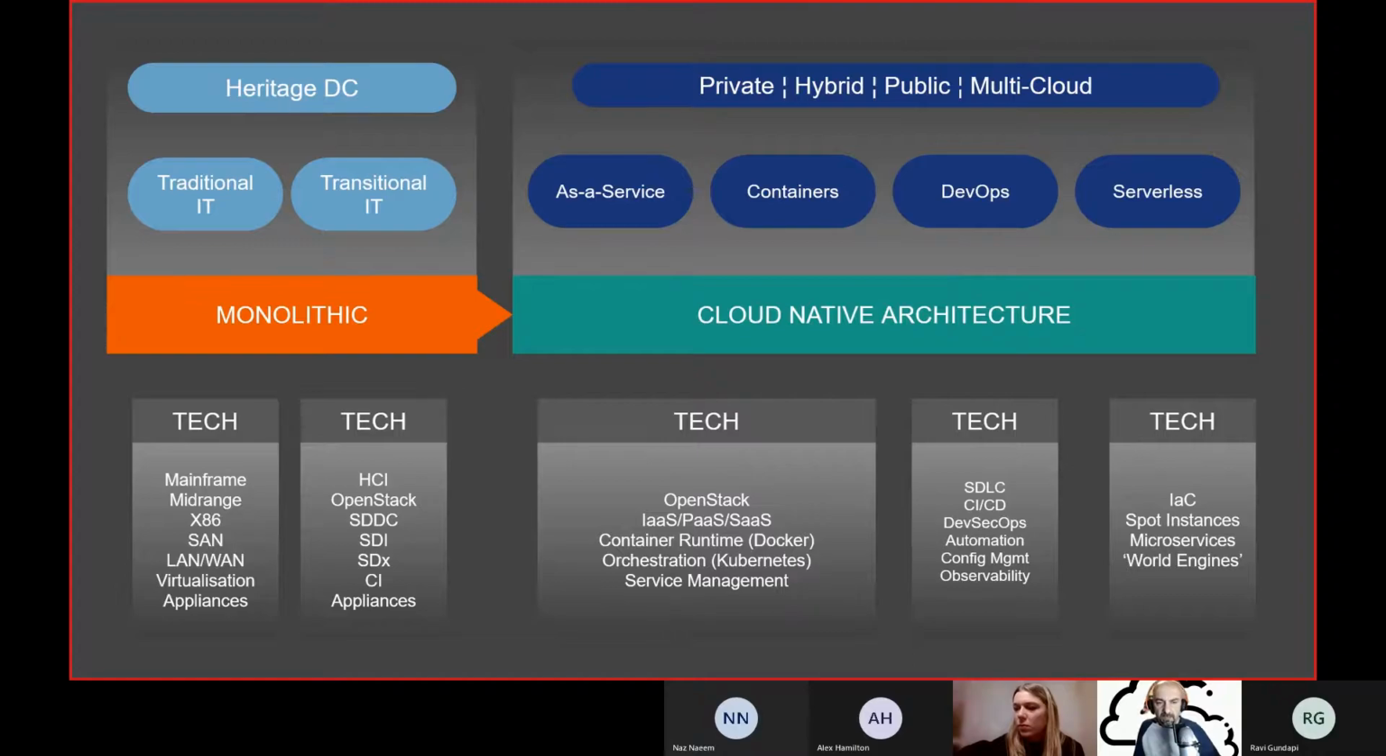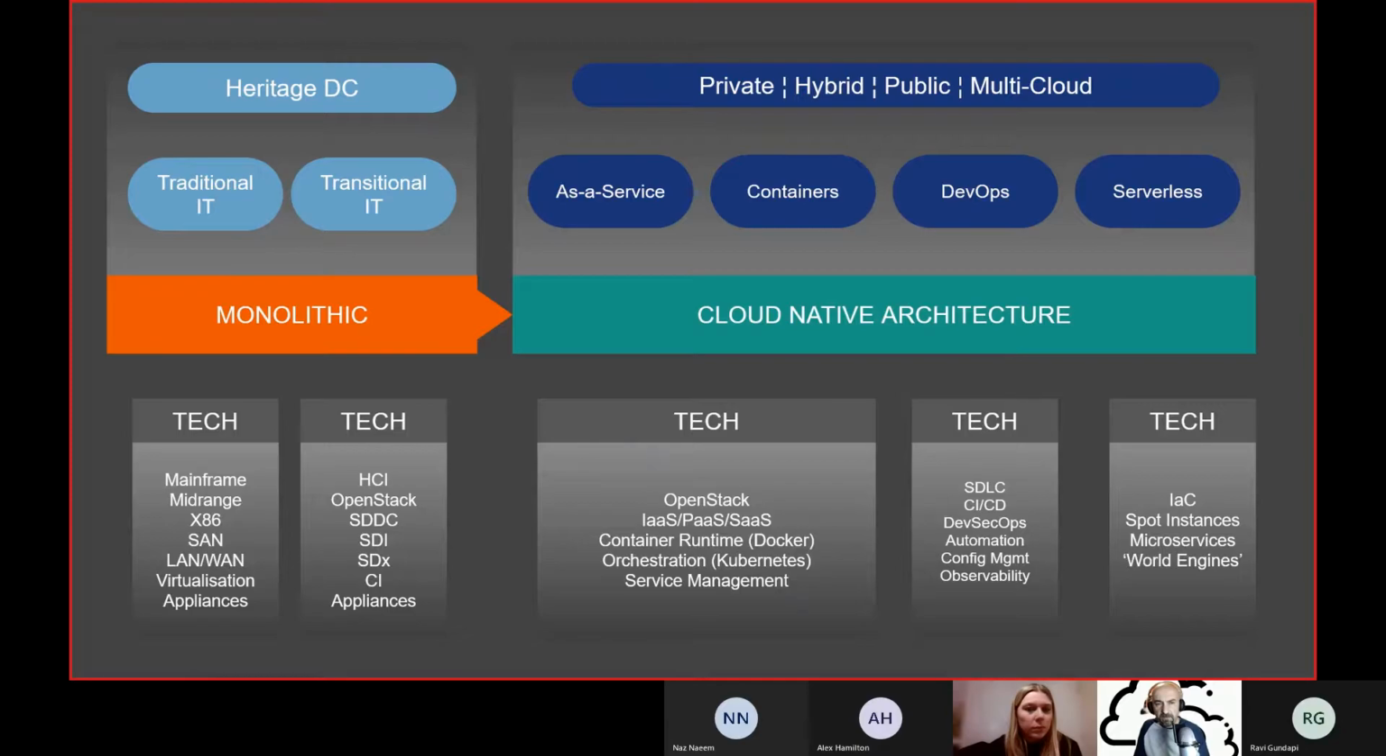So this was really the slide that I wanted to get to. I've been developing the slides for a number of years, and it's really there to show a journey going from the traditional heritage data center into some form of cloud platform. Obviously all organizations start from the left, where they have their traditional IT, all the usual platforms and technologies, everything from mainframes to virtualization to appliances and so on.